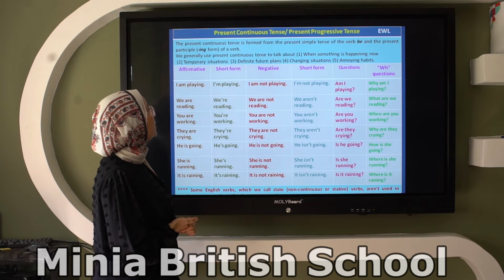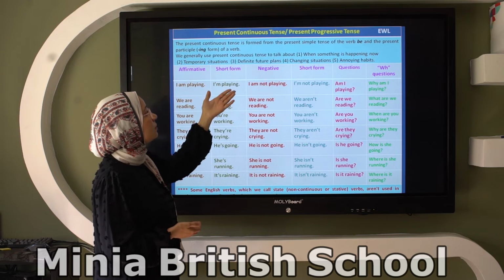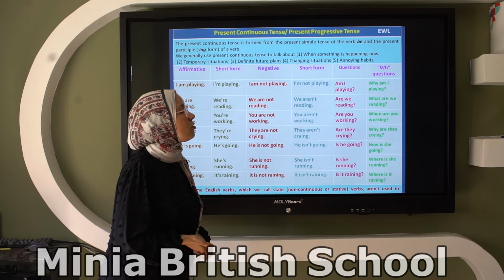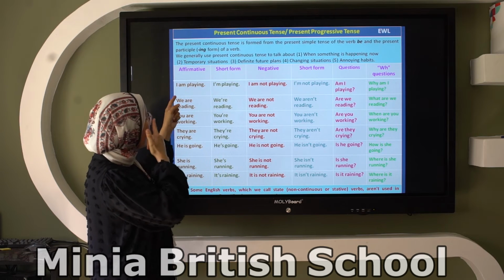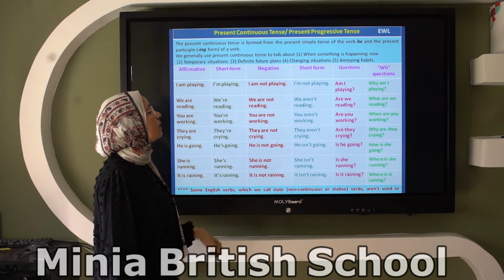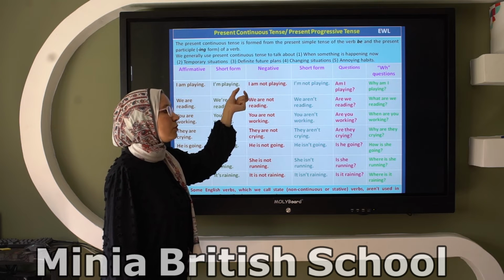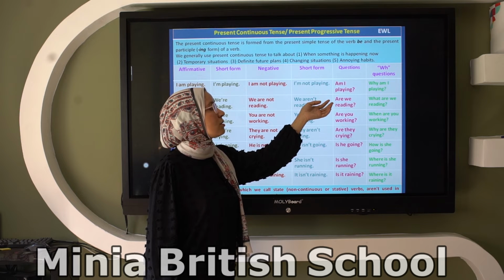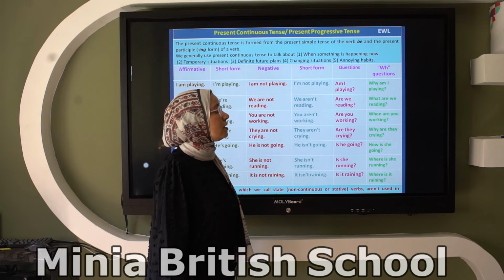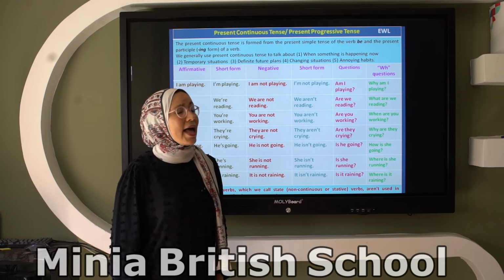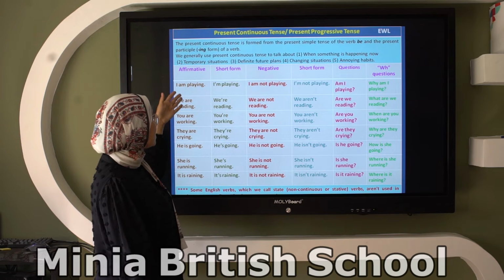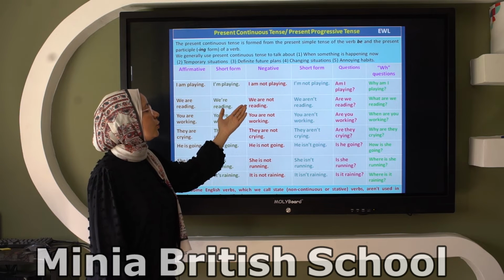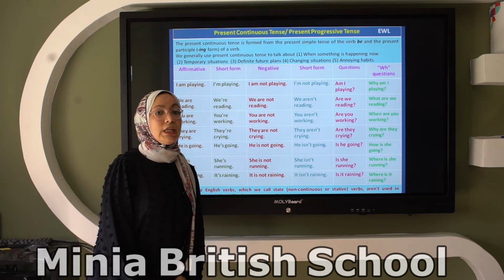But now let's move to the affirmative form, the short form of the affirmative, the negative form, the short form of the negative, and questions, with yes/no questions and WH questions. I am playing. The negative form: I am not playing, with "not" placed after the verb to be. The short form: I'm not playing. The yes/no question: am I playing? And the WH question: why am I playing? All right, the same for the other examples. We are reading, we are not reading, we aren't reading, are we reading, and what are we reading?